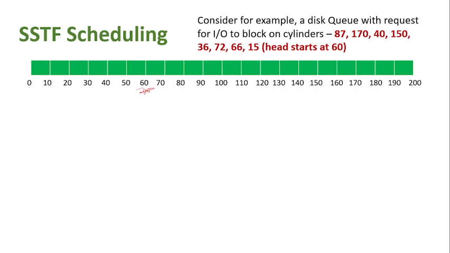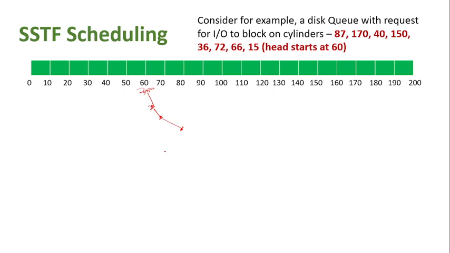Okay, the head starts at 60 and then it will move to the nearest one, that is 66. So let's imagine 66 will be here. So it will move to 66. Then it will go to the 72. So here 72. So 60, 66 and 72. Then near to the 72 is the 87. Then it will go to 87.